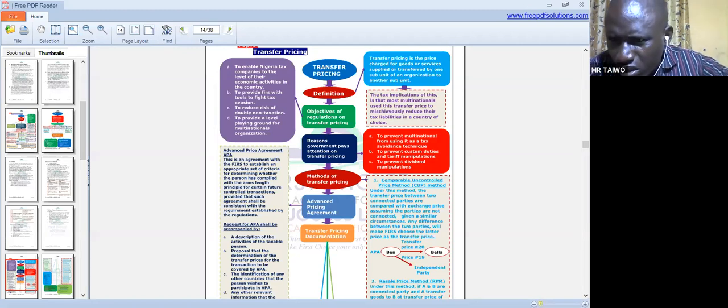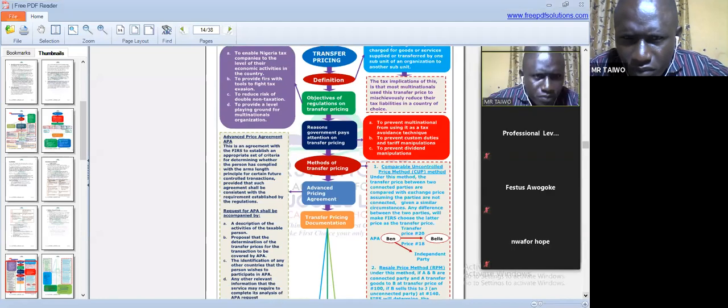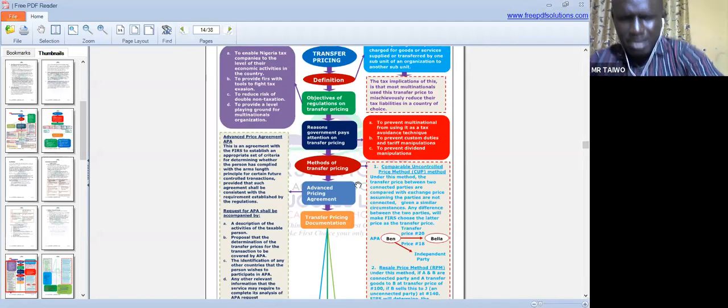Now, let's go on. So let's now look at the objective. I explained the tax implication of transfer pricing. After explaining that, let us now look at the objective of regulation on transfer pricing. Now, in your part, this happens to be the summary of your part.